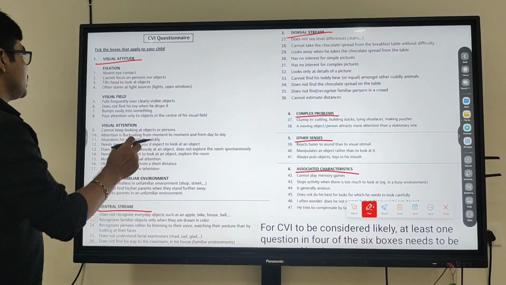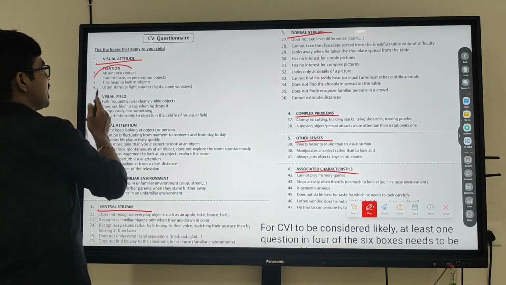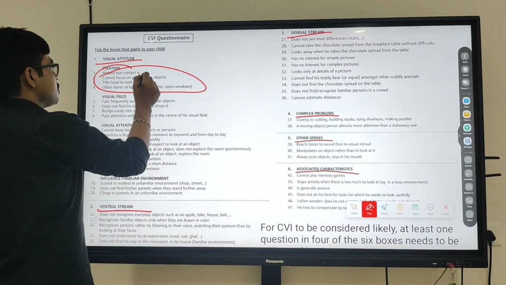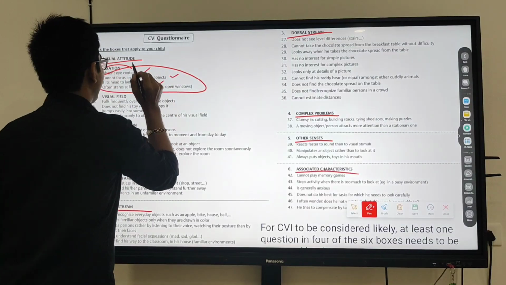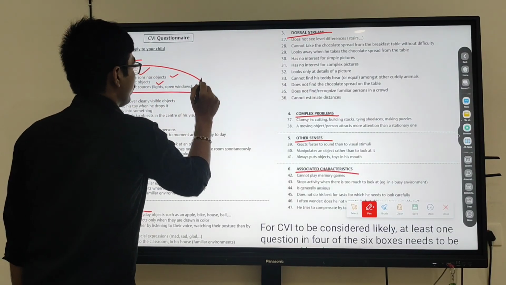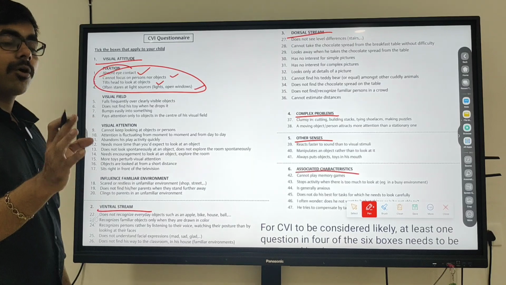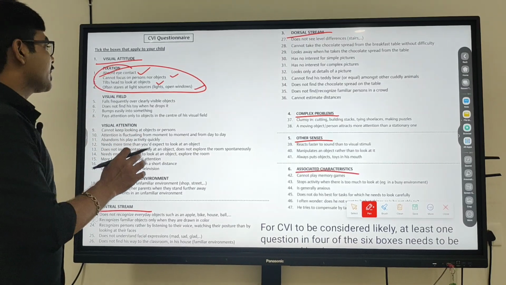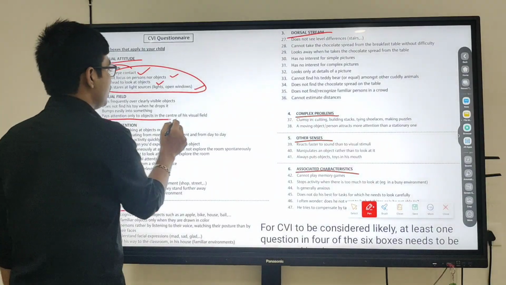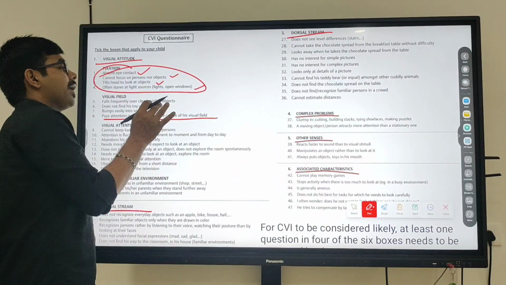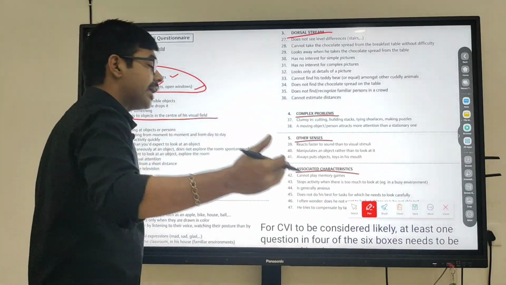In the first block we are trying to check their fixation, how well they are fixing: absence of eye contact, cannot focus on objects, tilts head when looking at objects, often stares at lights or windows. We are trying to identify what kind of problem the child is having. In the visual field, we can identify whether the child is paying attention only to the object in the center of the field. So we are trying to identify whether the child is preferring any kind of gaze or not.